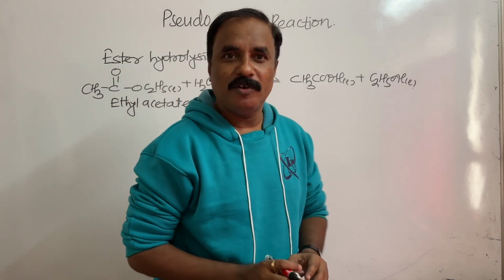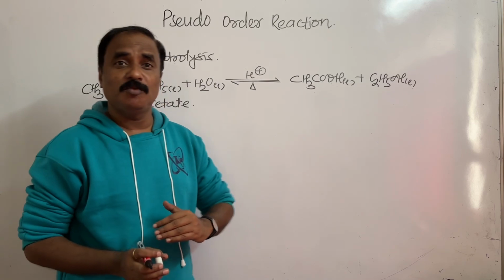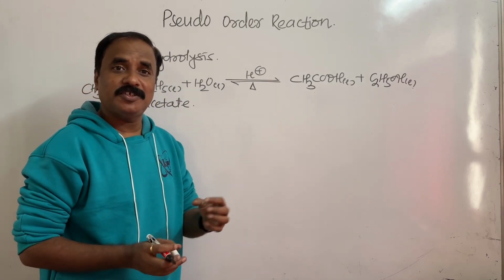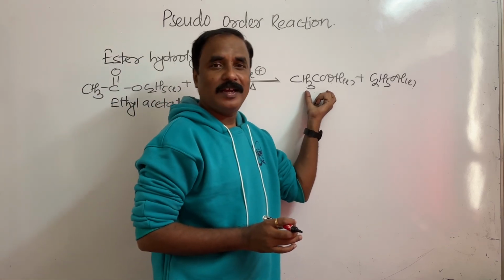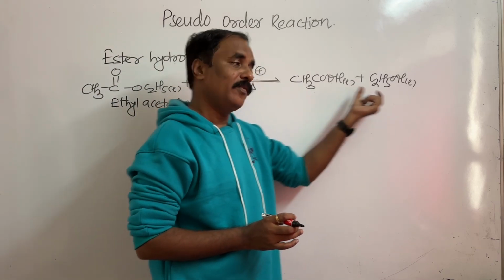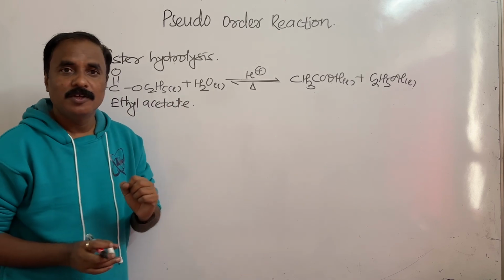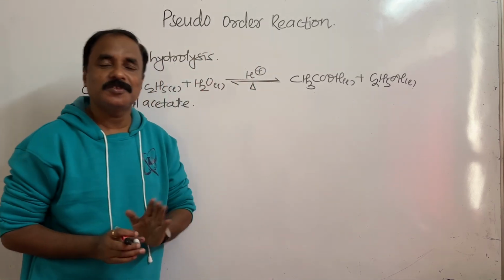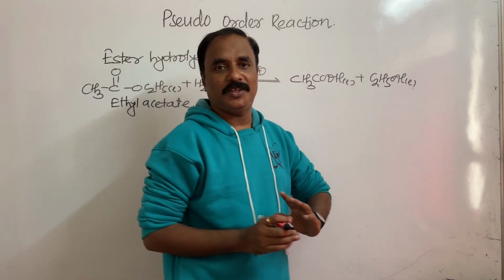Forward reaction is said to be what? Ester hydrolysis. And backward reaction is said to be what? Esterification. In backward reaction, what happens? This carboxylic acid combines with alcohol and again formation of ester and water. So backward reaction is esterification and forward reaction is ester hydrolysis. So what is the order of this reaction?